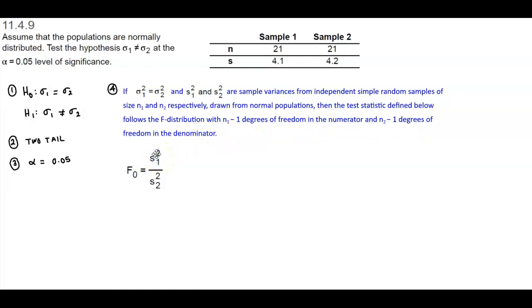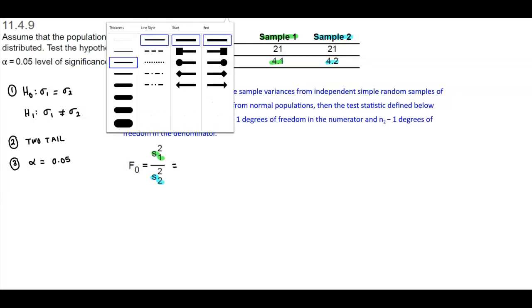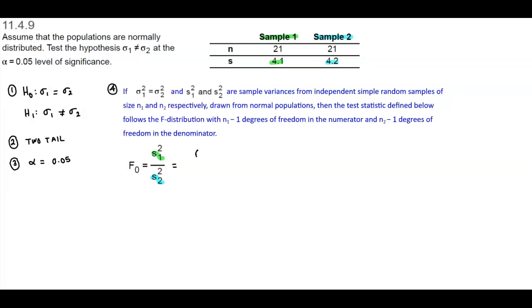Okay, so the first thing we need to do is find the test statistic. From our problem, we know that sample 1 has a standard deviation of 4.1, and sample 2 has a standard deviation of 4.2. So now let's enter that in for our problem. We know that standard deviation 1 is going to be 4.1, and we square it, and then we divide that by 4.2, and then we square that.